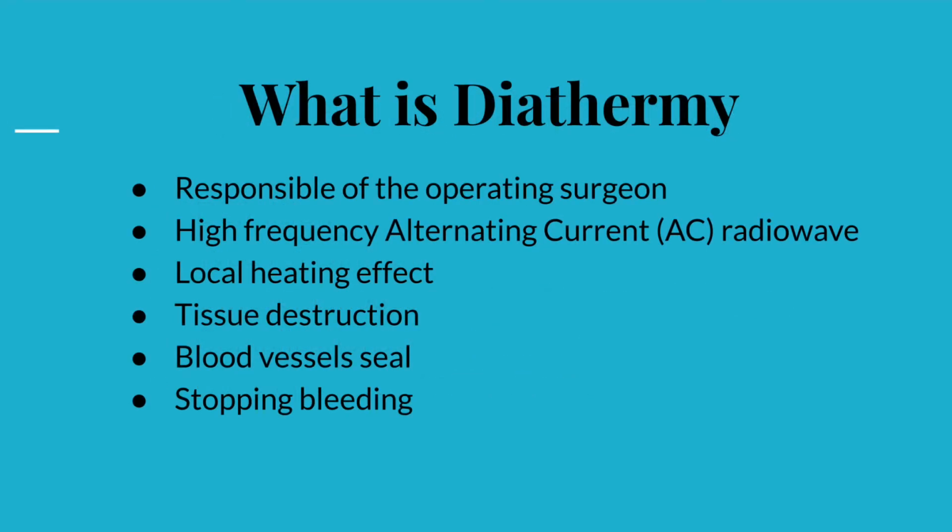So, what is actually a diathermy? Before we move on any further, it is good to first understand that it is the ultimate responsibility of the operating surgeon. It functions by using high-frequency alternating current radio wave to produce a local heating effect which can be used to destroy tissues, to seal the blood vessels, and also to stop the bleeding, depending on the different modes that we use.